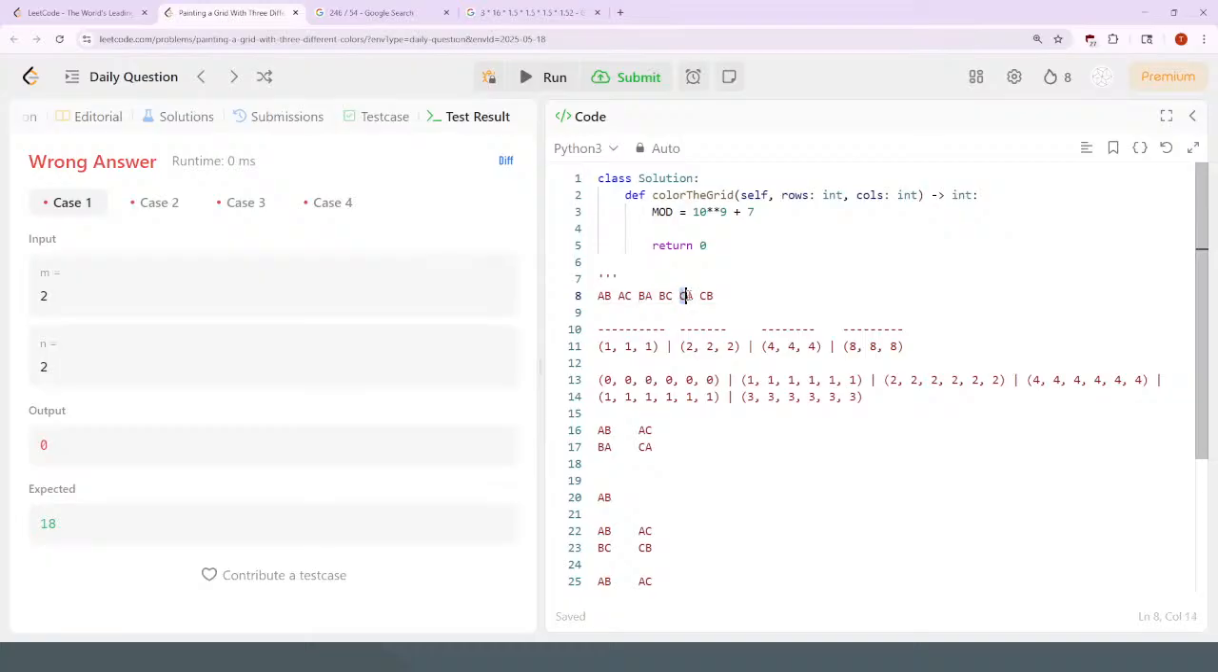BA or CA. So I'm dealing with 1 and 1. So I'm dealing with 2 things here. So it's BA or CA. Those are the only 2 things that lead up to an A in this spot.